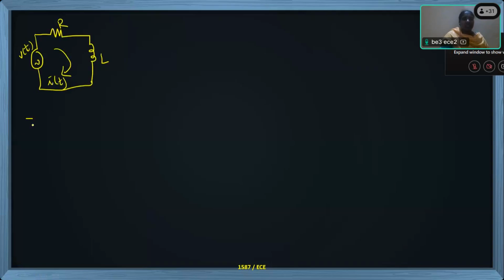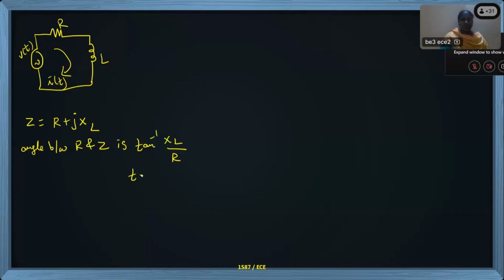Z is nothing but real plus imaginary. The angle between R and Z is tan inverse XL by R. XL means omega L by R, and omega means 2 pi F, so 2 pi F L by R. In the question, they will give the values of F, L, R.